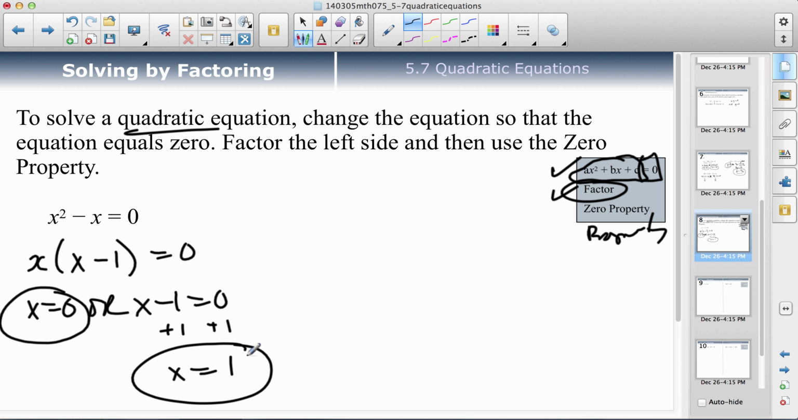And you could try either one of them. 1 squared is 1, minus 1 is 0. That one checks. 0 squared is 0, 0 minus 0 is also equal to 0. That one checks out too. Let's try a couple more.